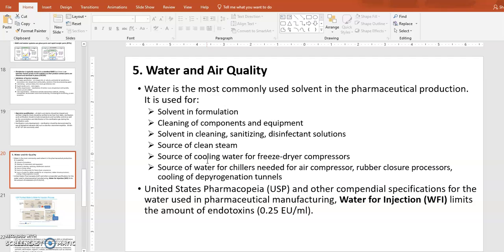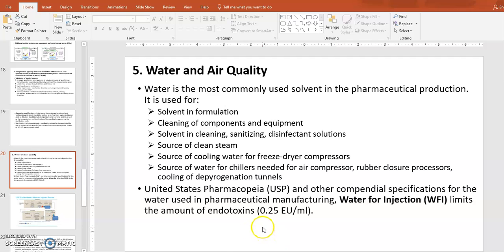Okay, let's talk about water and air quality, of course. So water is used a lot because you need so much water as a solvent during the production. Okay, so in your formulation, water is the main solvent, and when you clean, you will use water for your cleaning process. And when you do SIP, of course, steam is generated from the water, WFI water, and the cooling system is also using the water. So water is used in so many different parts of your manufacturing.